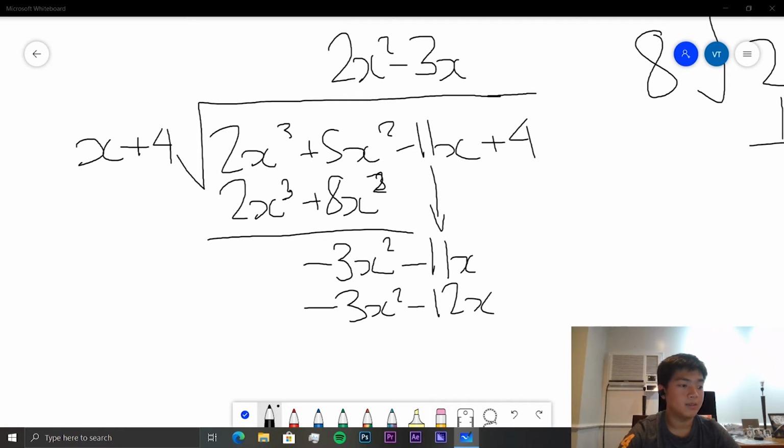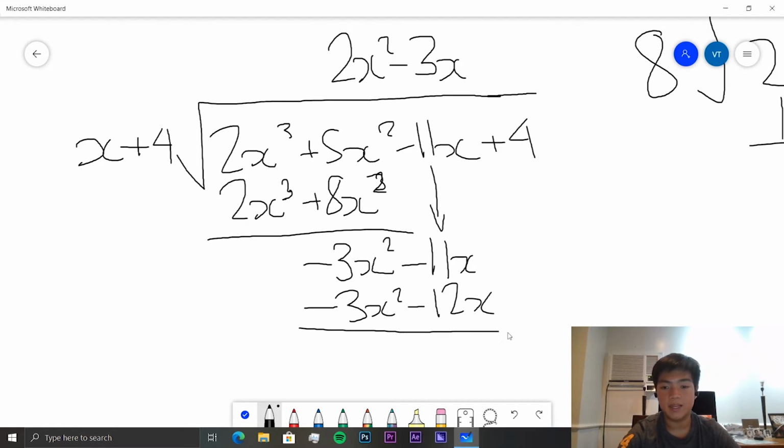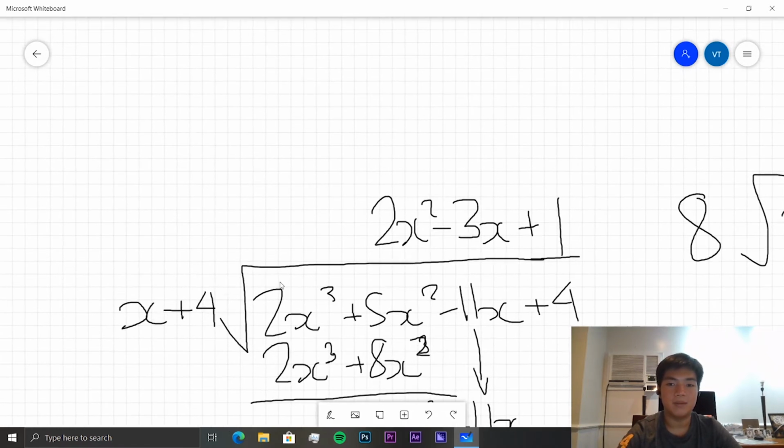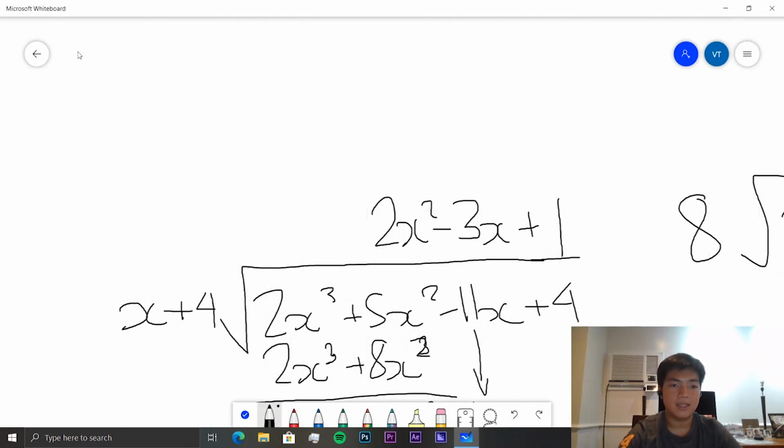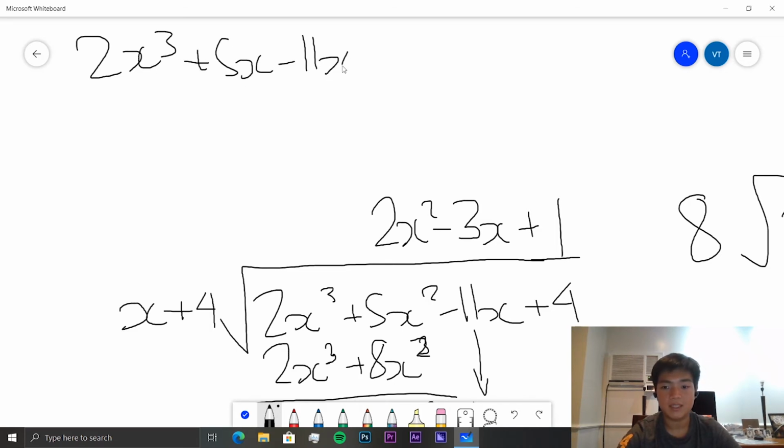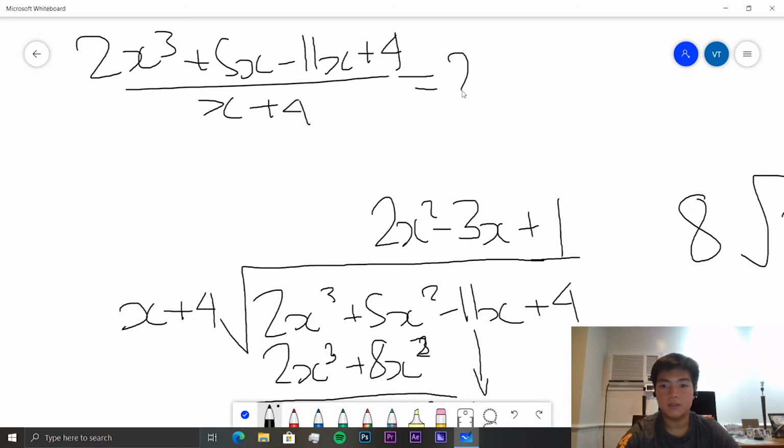So sorry about that. So we divide this and we get x plus 4. Since negative 11 minus negative 12 is equal to 1, so we're left with x plus 4. Well, how many times does x plus 4 go into x plus 4? 1 time. So we have this final polynomial up here. So we know that 2x cubed plus 5x squared minus 11x plus 4 over x plus 4 is equal to 2x squared minus 3x plus 1.